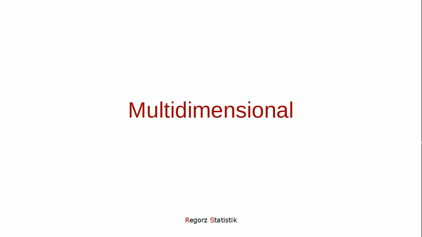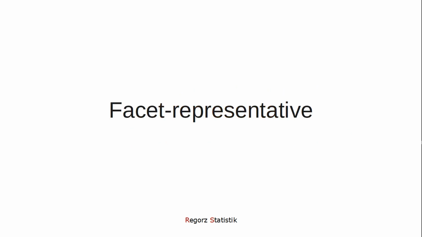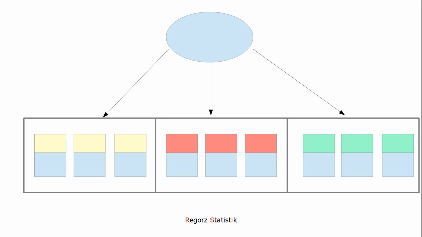Next, to parceling with a multidimensional scale. There are two possible ways to do that. The first is facet-representative, that is, we want parcels that represent one facet, that is, one subfactor of our construct. Here, blue represents the variance that all items share, that is, the variance of our construct, and the other colors represent variance specific to facets or subfactors. And with this facet-representative parceling, we put all items that belong to a specific subfactor into one parcel.